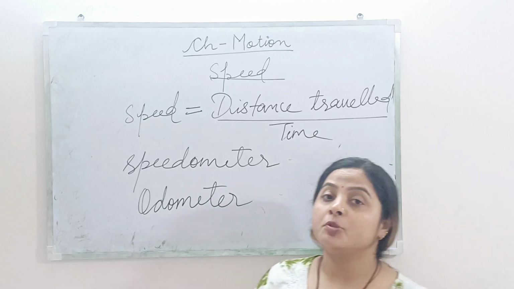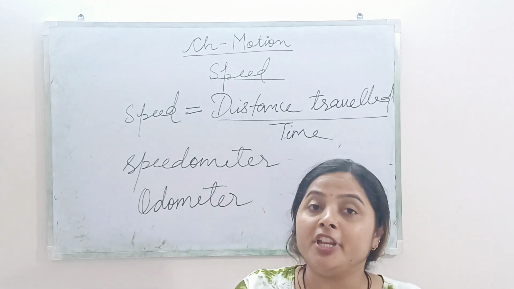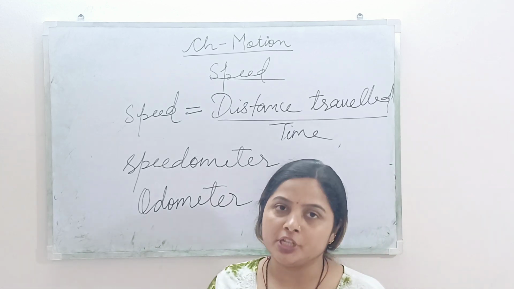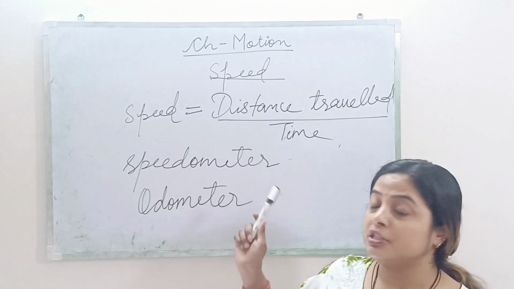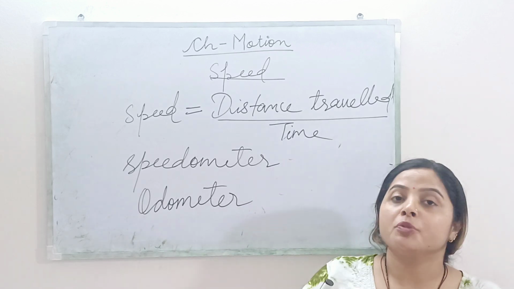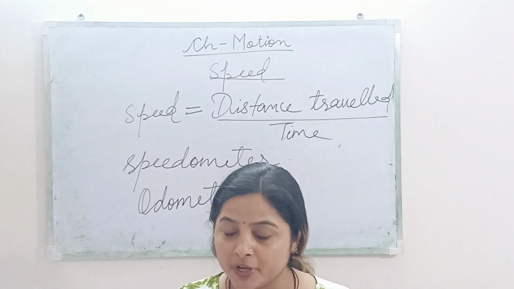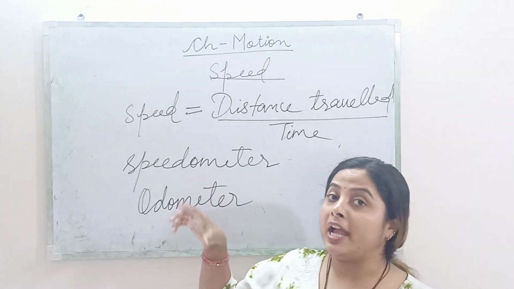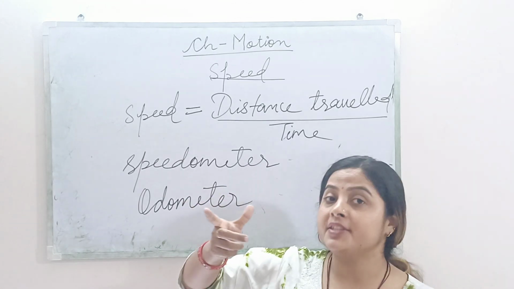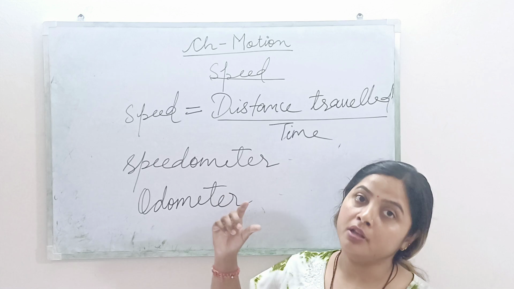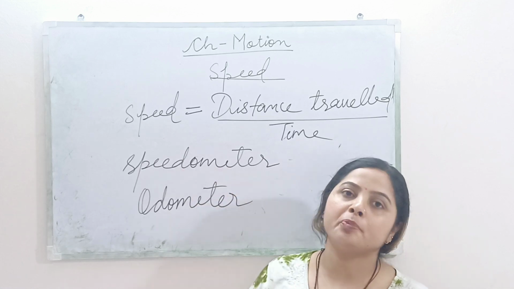So these are the only points you have to keep in your mind. What is speed? Speed is the distance traveled in every unit time. SI unit of speed is meter per second. For larger distances we use kilometer per hour. For smaller distances we use centimeter per second. The distance traveled is shown by odometer. The instant speed is given by speedometer.